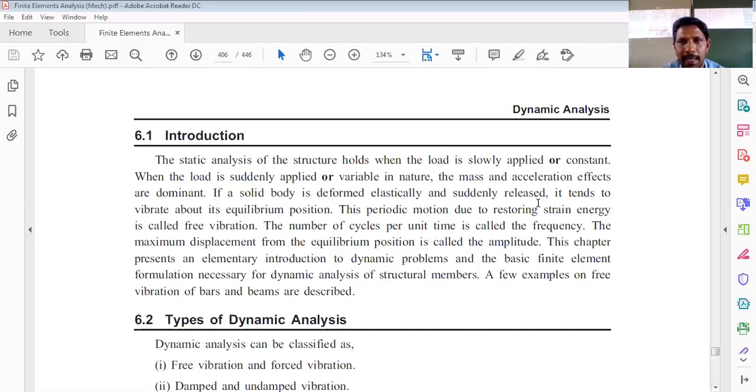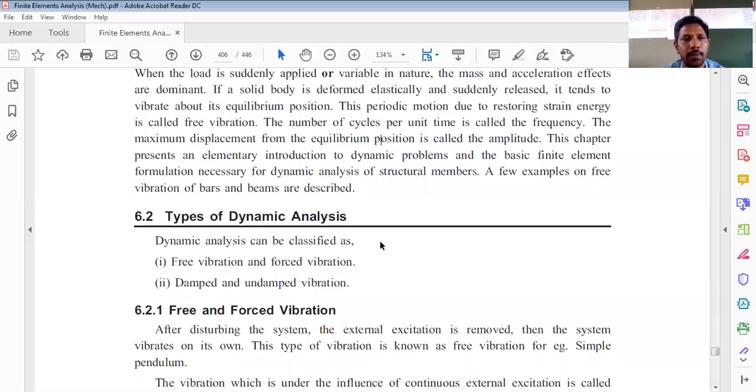So basically, as studied in dynamics of machines, the different types of vibrations are free vibration and forced vibration, damped and undamped vibrations, then linear and non-linear vibrations, then steady state and transient vibrations, and some random type of vibrations, and so on. So basically, here what we are interested in is free and forced vibration.